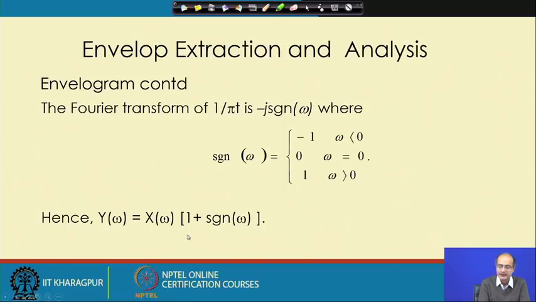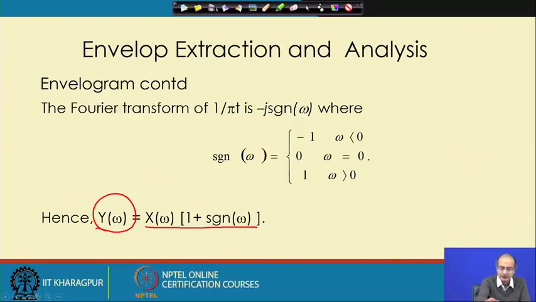We have to compute the Hilbert transform, and if we look at the resultant analytic signal, we can make use of the Fourier transform. The convolution becomes multiplication in the frequency domain. So the Hilbert transform part in the frequency domain would be X(omega) into minus j sign of omega, and the real part again contributes X(omega). So we get the analytic signal Y(omega) in this way.